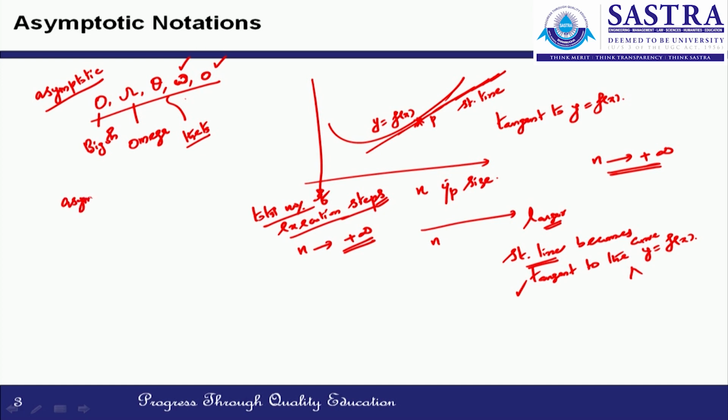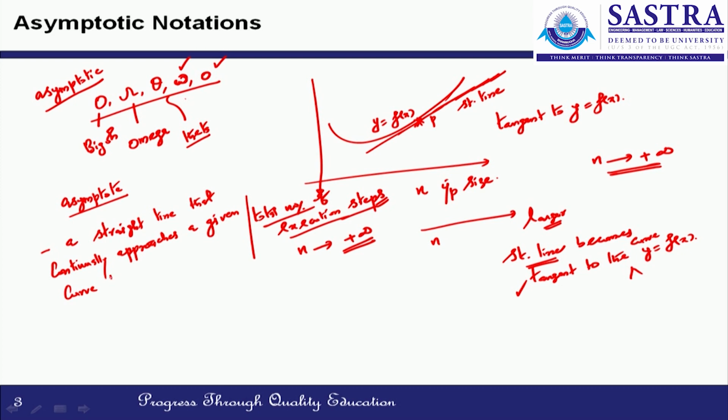See what is asymptote. Asymptote means a straight line that continually approaches a given curve, but it does not meet it at any finite distance.